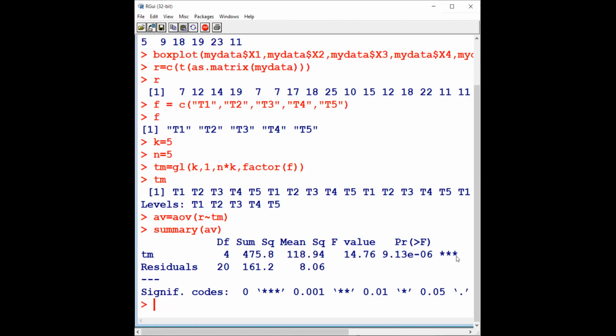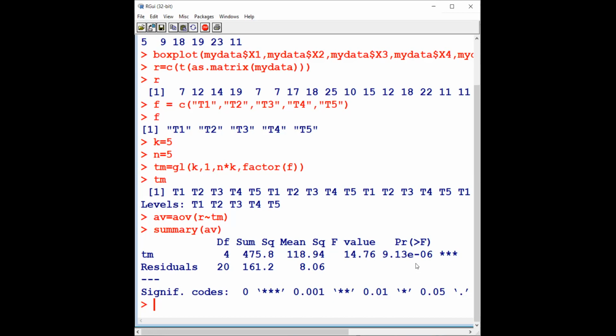So we can reject H naught. And here you have 3 stars. So under 0% significance level, you can reject H naught. So this is highly significant. That is, all the treatments are not equal, or you can say all the treatment effects are not equal to 0, or all the treatment means are not equal. There's a difference between these treatments.